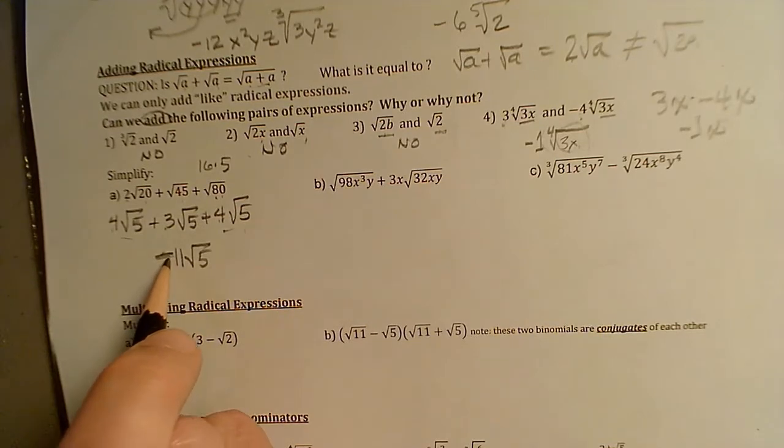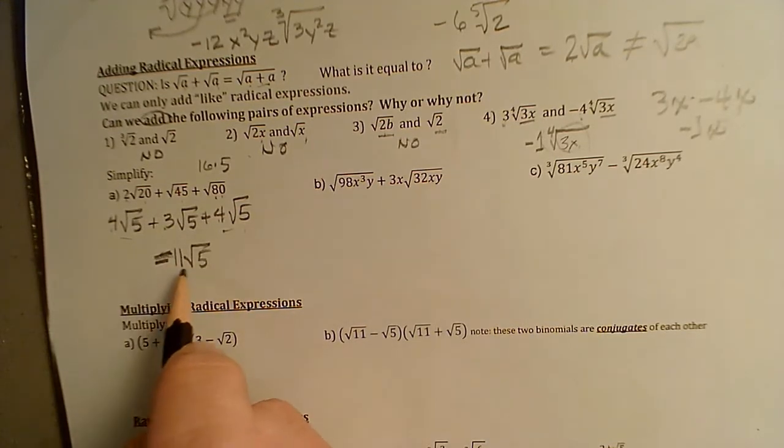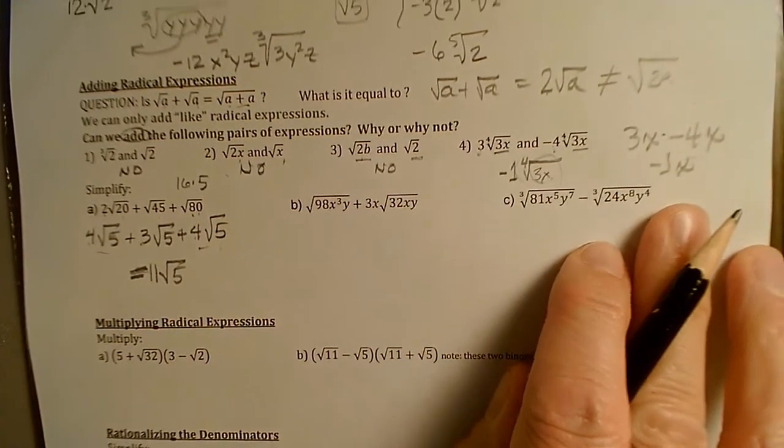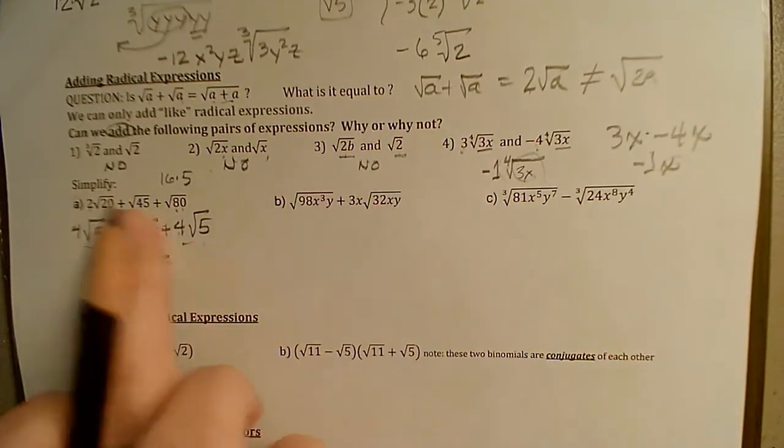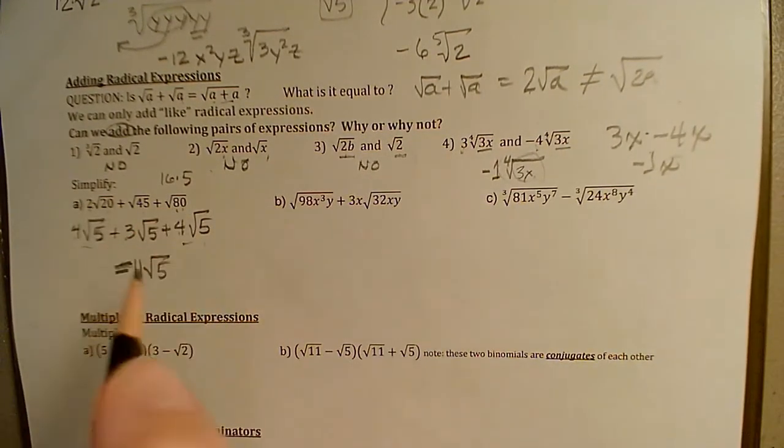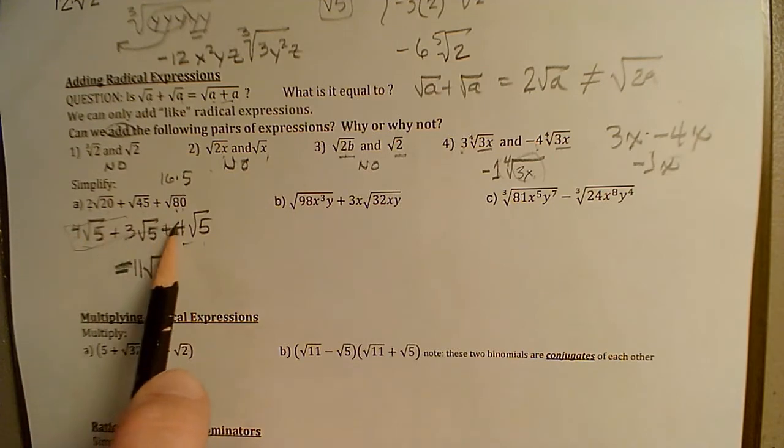So that's the square, it's equal to, that's supposed to be an equal sign, 11 square root of 5. Okay? All right, so we couldn't add them up the way they were. We would have to simplify them. If you are having problems simplifying this, you need to come in and get practice on that.